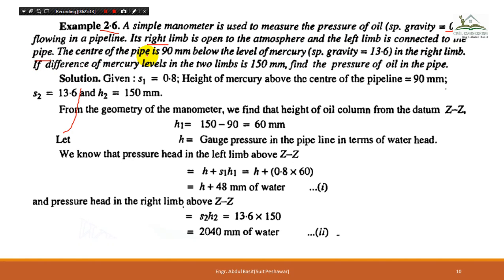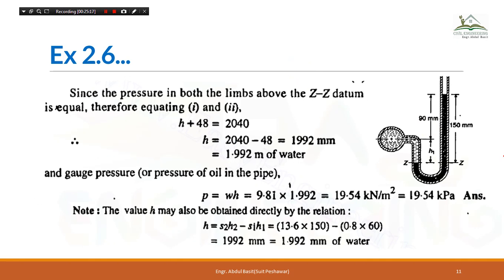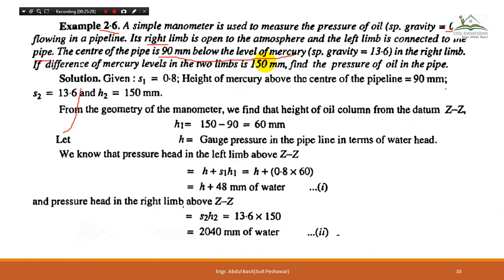The center of the pipe is 90 millimeter below the level of the mercury. Here it is, this is the center of the pipe, which is below the level of the mercury, the level of mercury in the right limb, as written here.